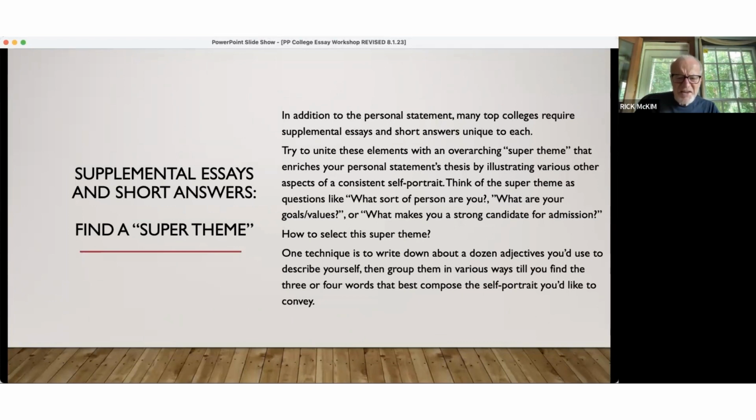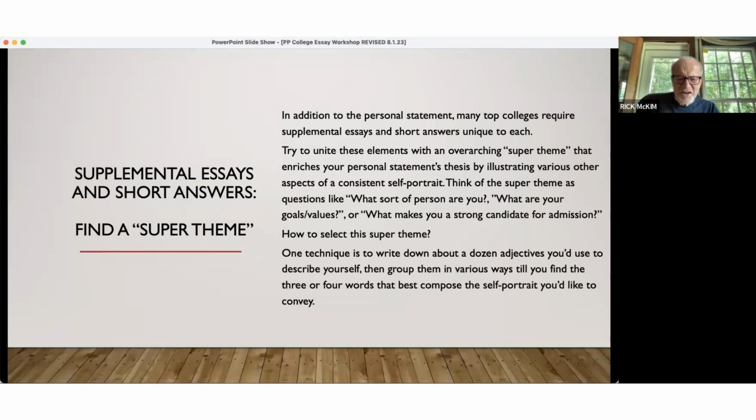Think of it as answering questions like, what sort of person are you? What are your goals and values? What makes you a strong candidate for admission? Again, what have you got to offer? What does a person like you have to offer a campus life that would make you the sort of person that we really want to have at our college? It makes us enthusiastic about recruiting you.